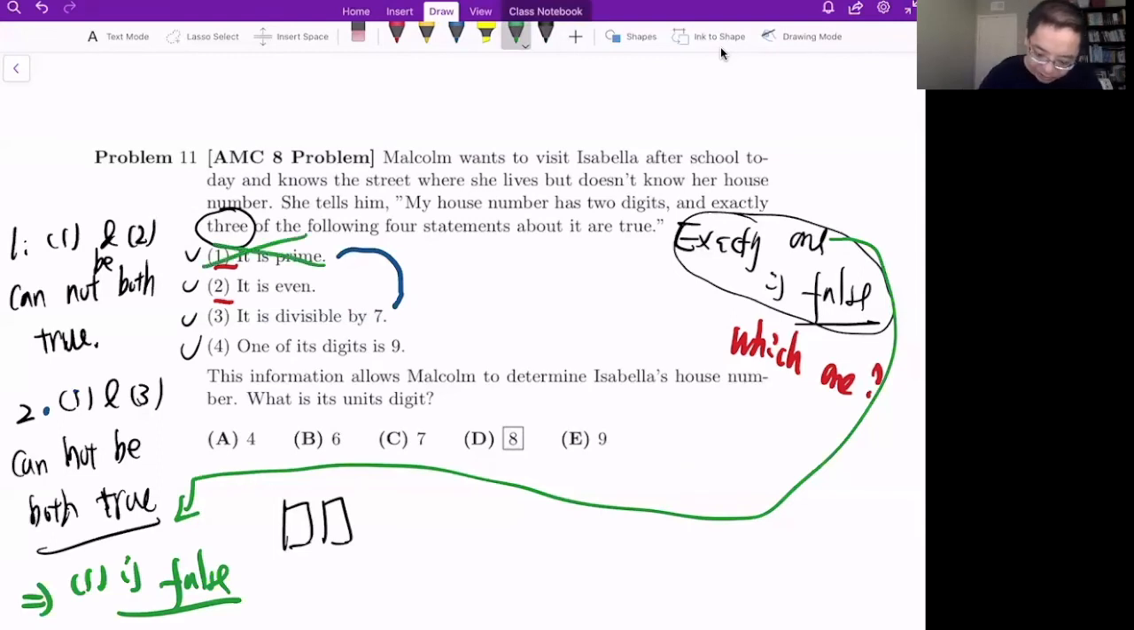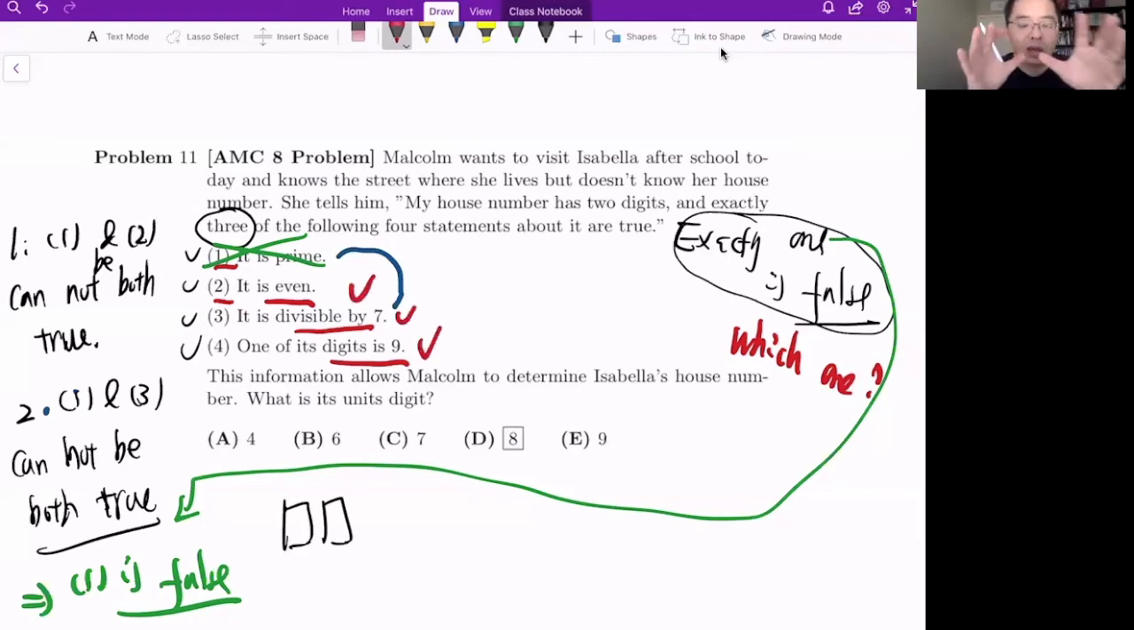And then we say, okay, so it's even, it's divisible by 7, one of the digits is 9. Remember, they're all true. So this is true, this is true, this is true. Okay, good. Now, one of its digits is 9, but 9 cannot be on the unit digit because it's even, right? So the 9 has to be here.